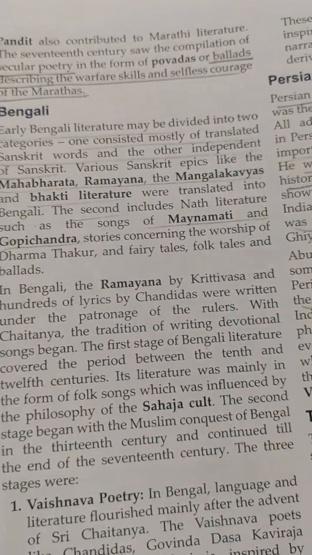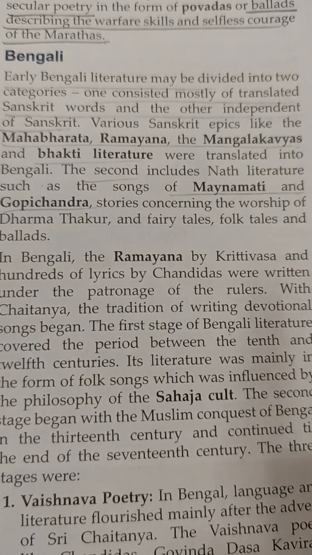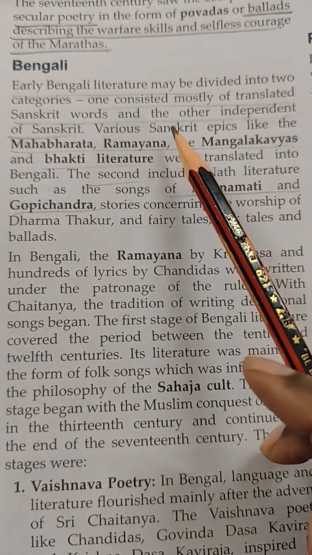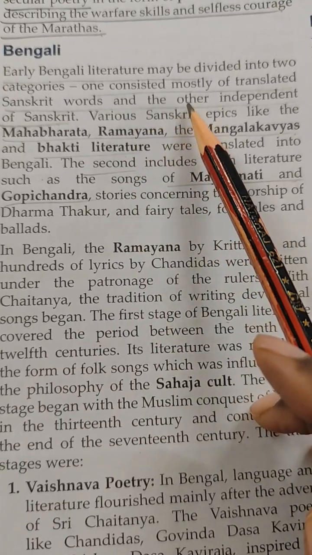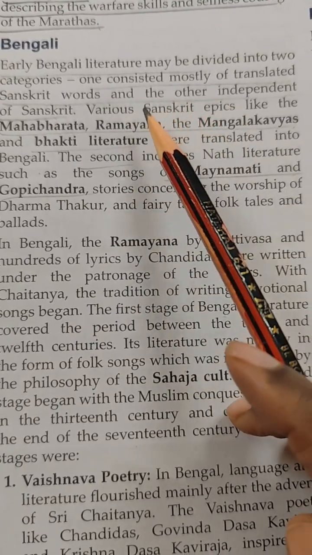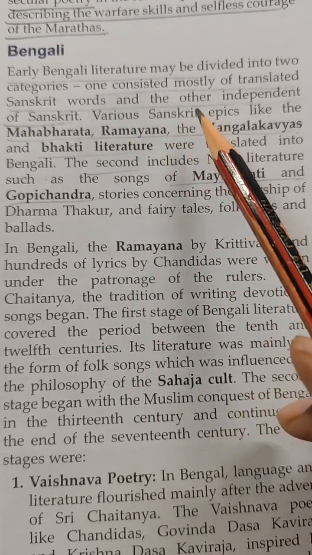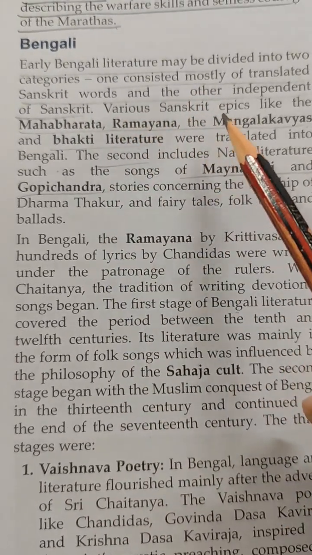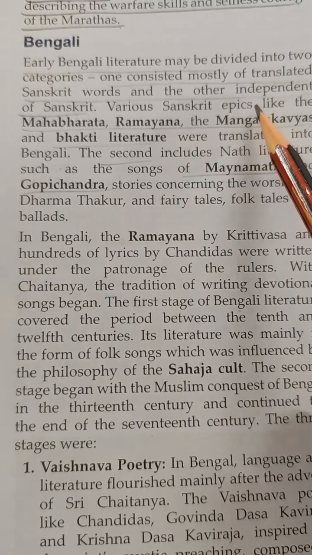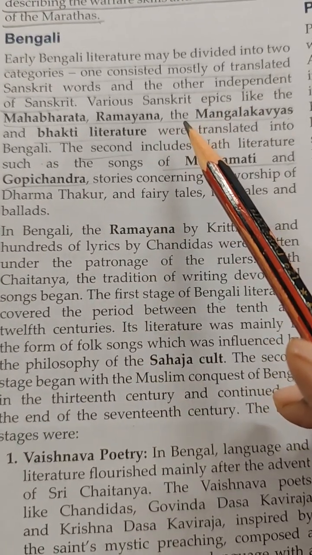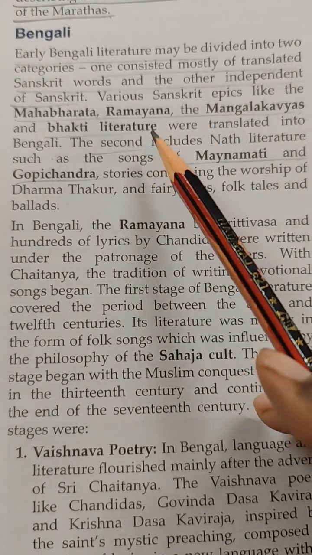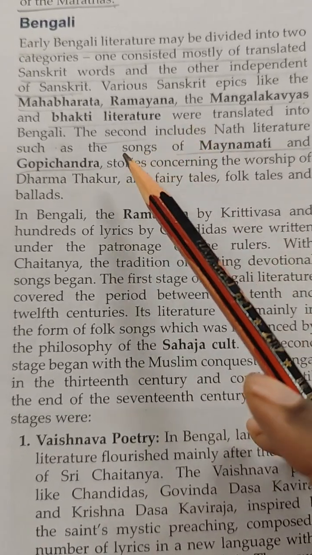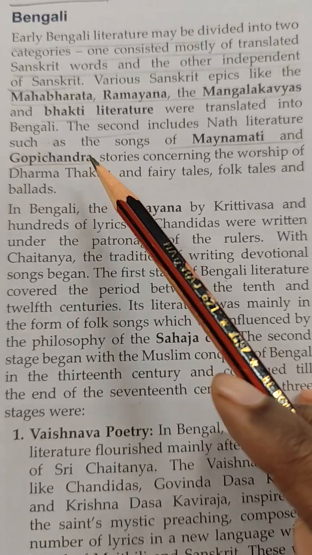Next, we have the Bengali language, spoken in Bengal. Early Bengali literature was divided into two categories. One consisted mostly of translated Sanskrit works, and the other was independent of Sanskrit. Means one has the influence of Sanskrit and another was independent of the Sanskrit language. The various Sanskrit epics like Mahabharata, Ramayana, Mangal Kavyas and Bhakti literature all were translated into the Bengali language.